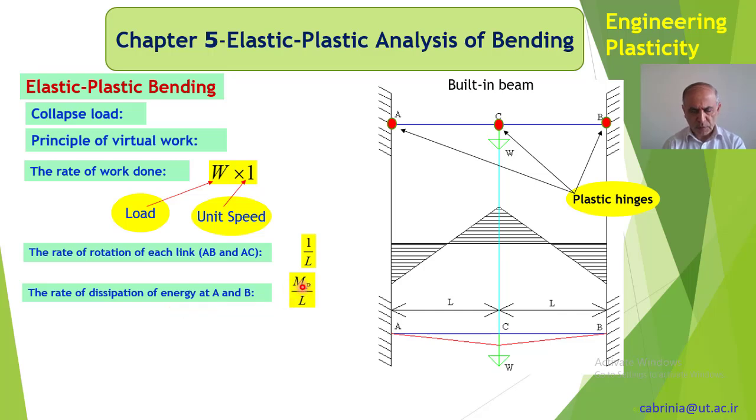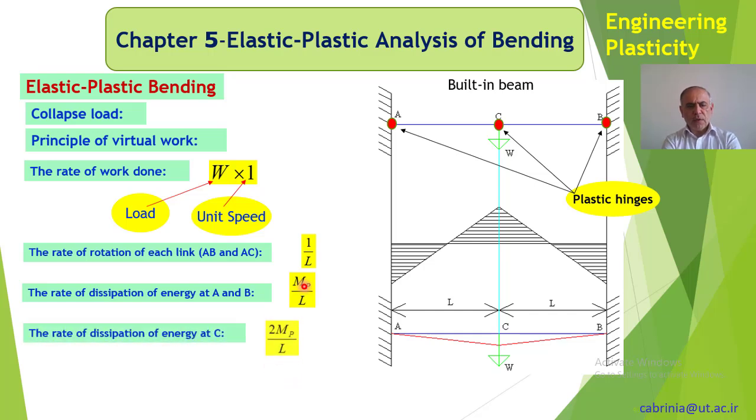or energy, that's the power again, Mp over L, because 1 over L is the speed or the rate of rotation, and Mp is the plastic moment. So if we multiply Mp times 1 over L, we get the rate of dissipation of work. This is the internal work, that's the virtual work, that's the internal work. So we equate the internal work equal to external work, which is the virtual work.